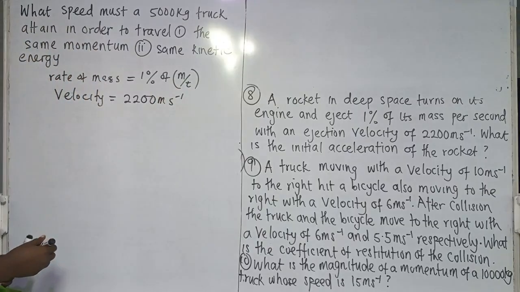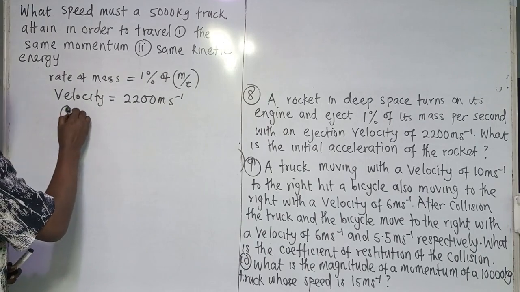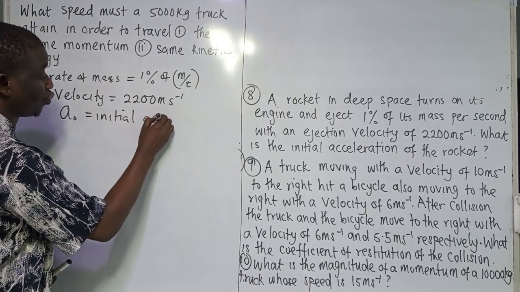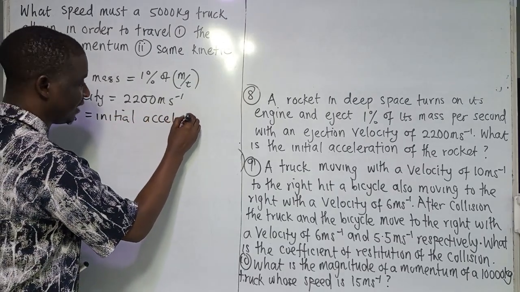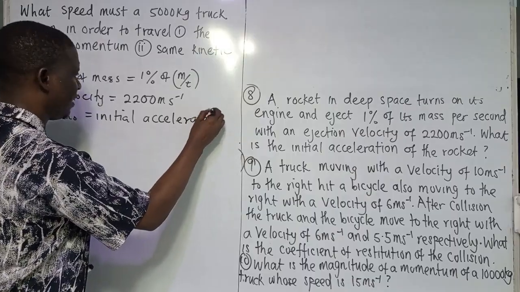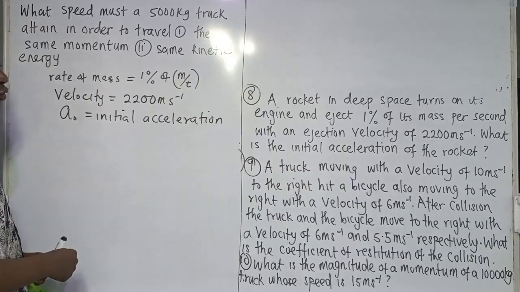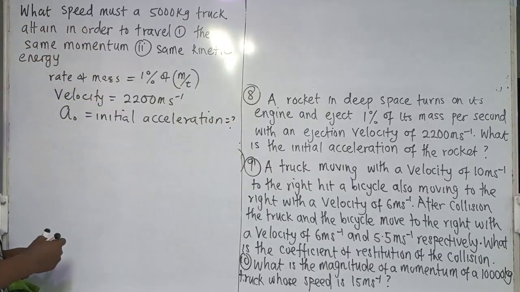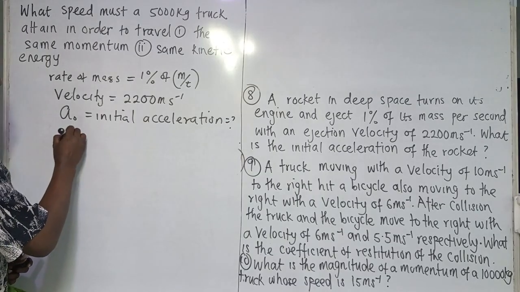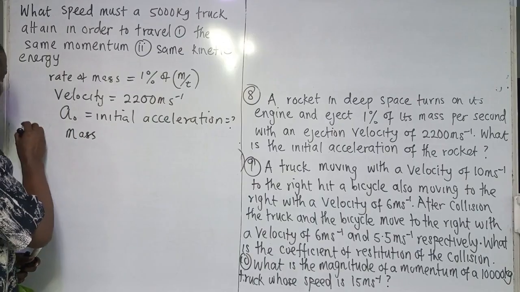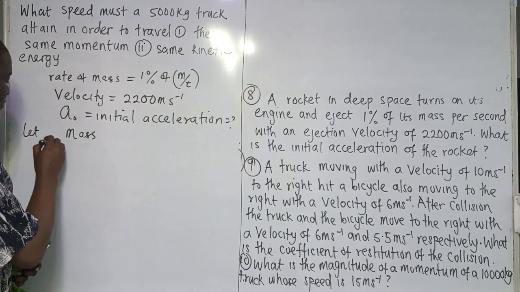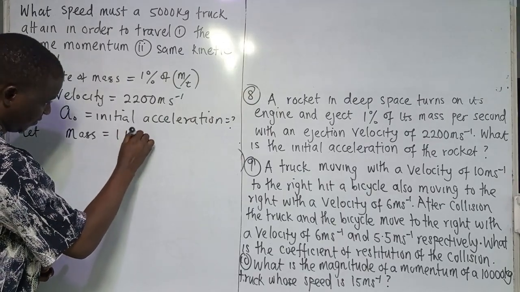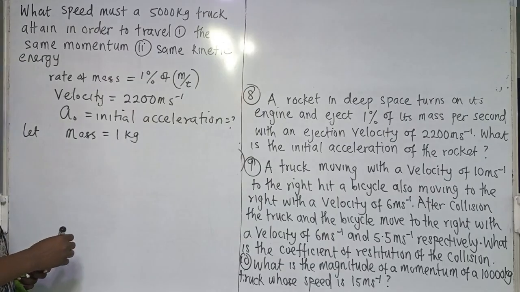What is the initial acceleration of the rocket? So we are looking for A0, the initial acceleration. Whether I call it A0, you call it Ai, or A prime, it depends on you. So that is what we are looking for: the initial acceleration of the rocket. Now let's take our mass. Since mass is not given, let the mass equal 1 unit mass. That means 1 kilogram.